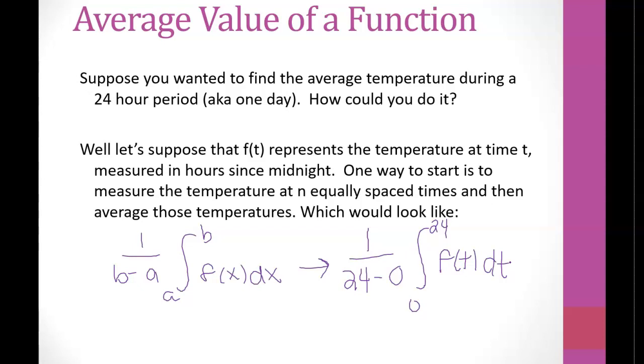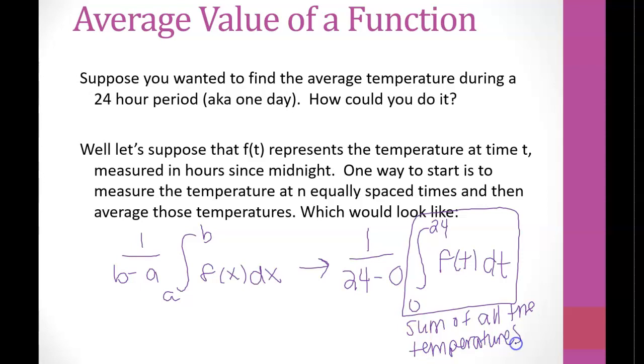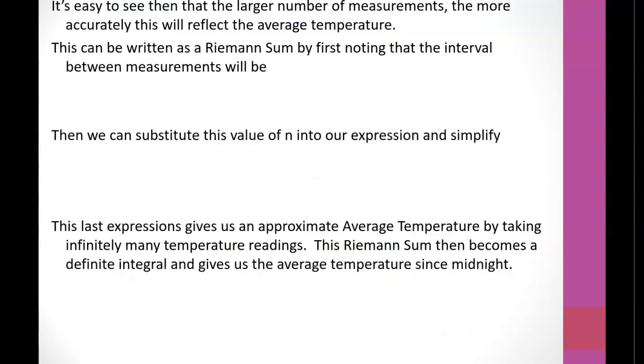And then you remember that this represents the sum of all the temperatures, because an integral is really just a sum. So it's easy to see that the larger the number of measurements, the more accurately we can reflect the average temperature. This can also be written as a Riemann sum by first noting the interval between the measurements.